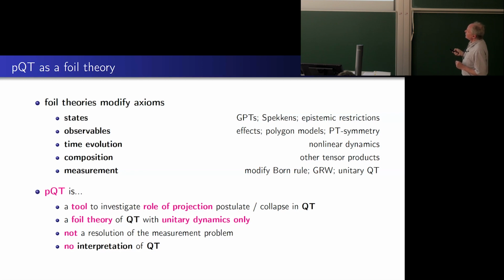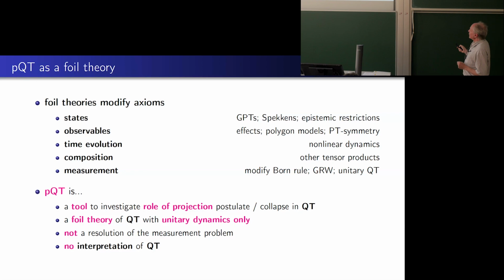In the framework of GPTs, you can also change the composition of systems by looking at different types of tensor products. I have kept the ordinary tensor product here. You can also change parts of the measurement postulate. You can try to work with different Born rules. That seems to be very hard to come up with anything as a competitor.